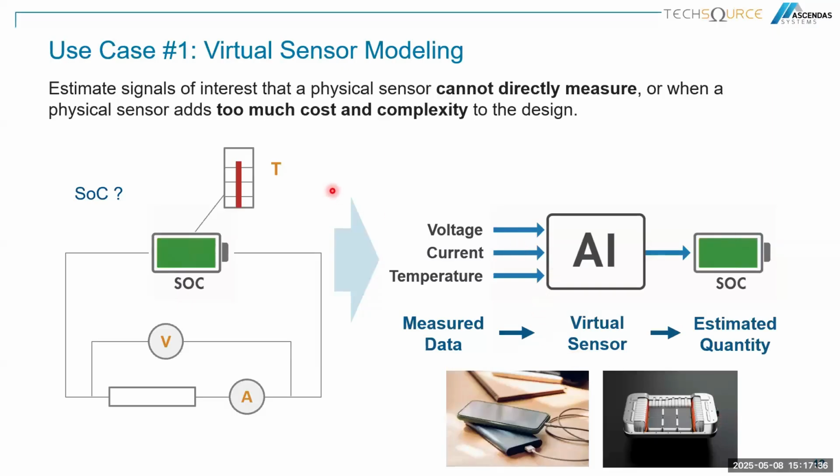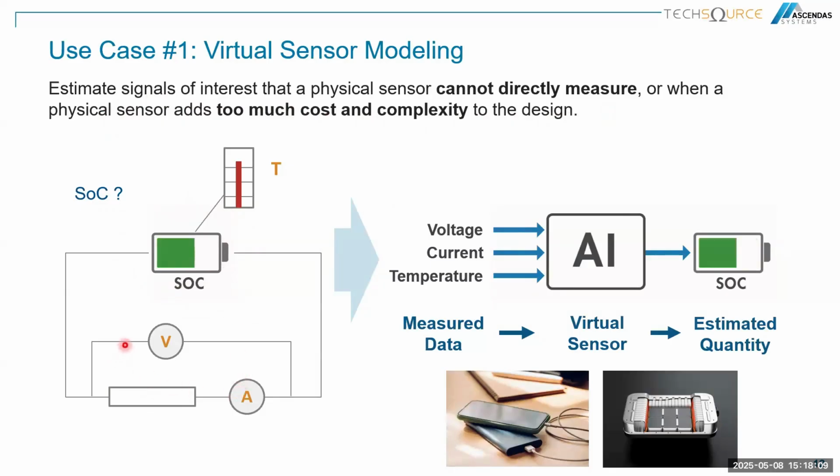So I will use this use case. We want to estimate a signal of interest that a physical sensor cannot directly measure. A parameter that we cannot directly measure is the SOC. For example, some people who came from electricity or battery cell development might already understand this.